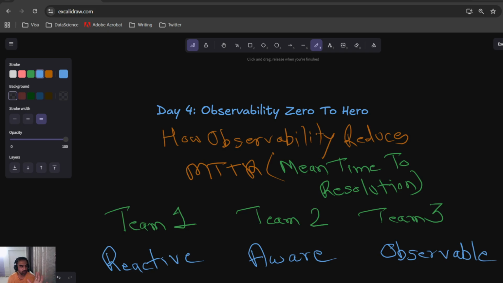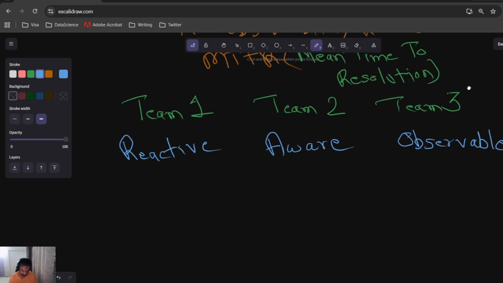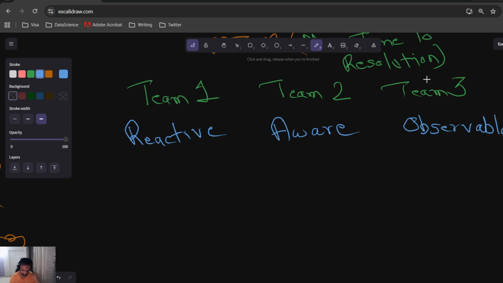But the end goal of everything is to ensure that we know what is happening in our systems before the customers complain and we're able to fix it within a reasonable time. So that is the end goal. So what I've done here is I've taken an example of three teams. Okay. So these three teams, let's say team one, which is reactive, team two, which is aware, and team three, which is observable. So the whole point of observability is to go from being team 1 to team 3.